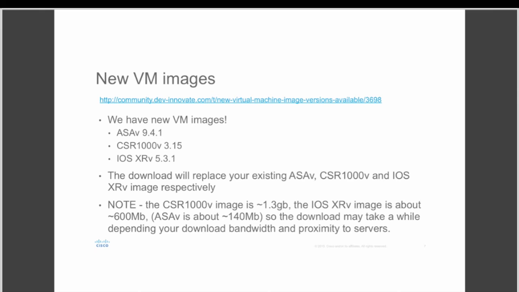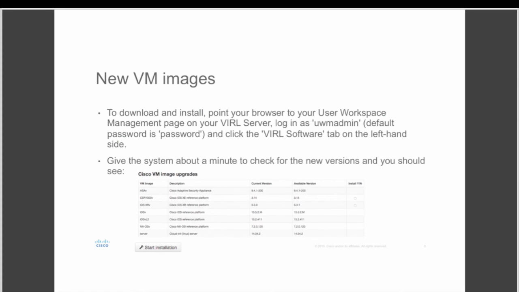These images, or certainly the CSR1000V and the XRv, are fairly large. Be patient. Depends obviously how close you are to the various servers and how much bandwidth you've got, but it can take some time to actually go through. So once you've got your VIRL server up and running, there is a web UI that you can run through to pull this down.